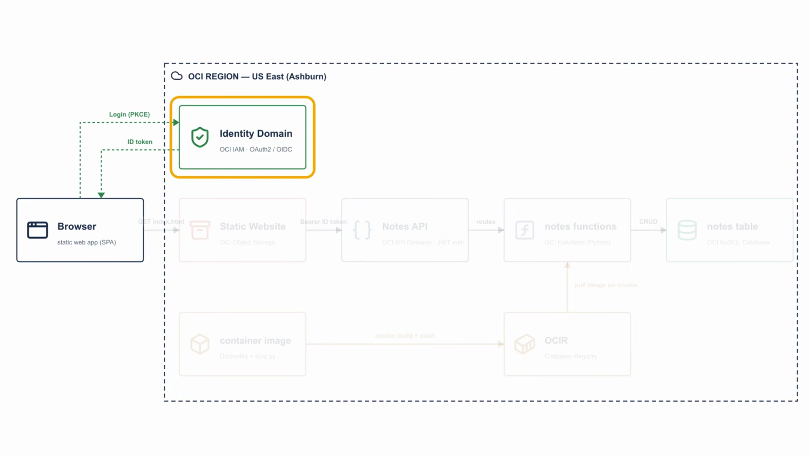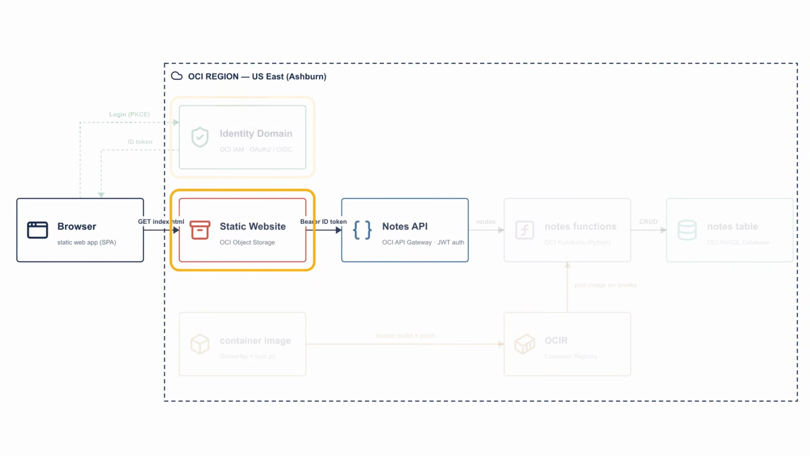It starts in the browser. Before you can touch a note, you sign in against an OCI identity domain and get back a signed token. That token rides along on every request from here on. The app itself is just static files in an object storage bucket, no web server. It holds no secrets of its own, it only carries your token to the API.